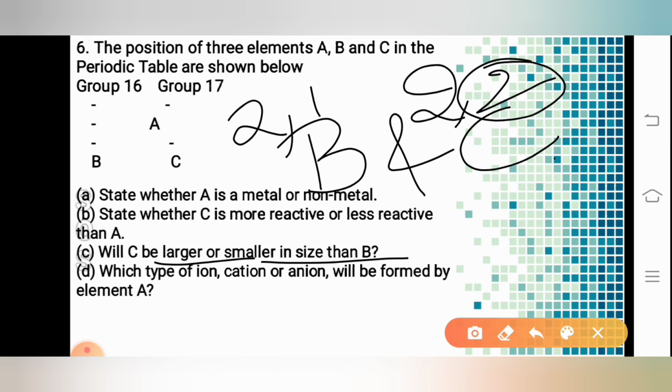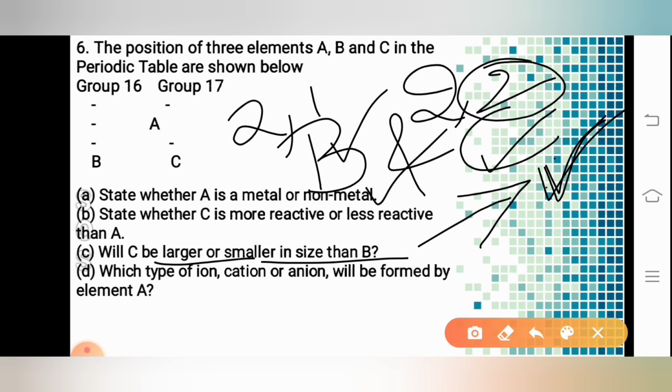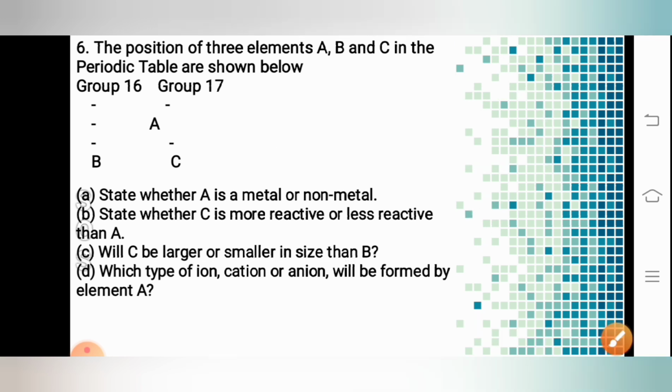If the number of electrons is more in the shell, what happens? The attraction between the nucleus and the outermost electron increases. So the size of B is larger compared to C. So the size of C is smaller. It is smaller than B. Correct? Size of C is smaller than B. Clear?